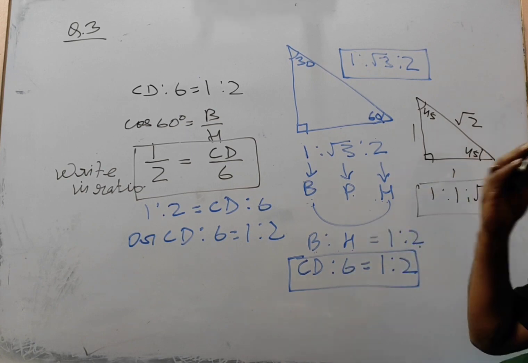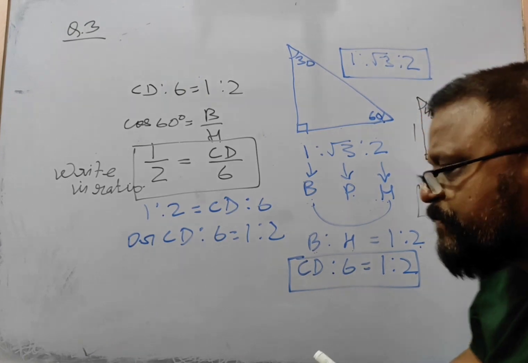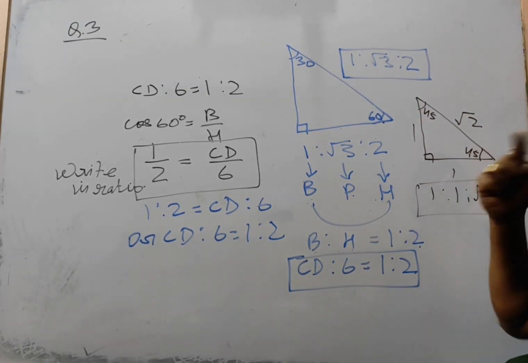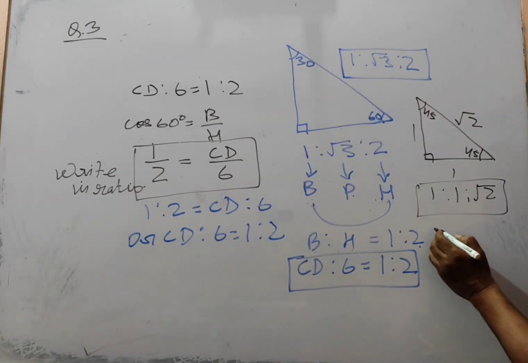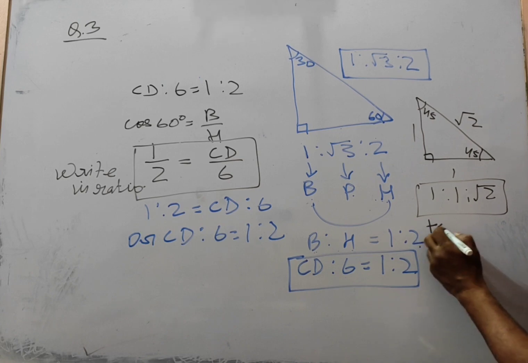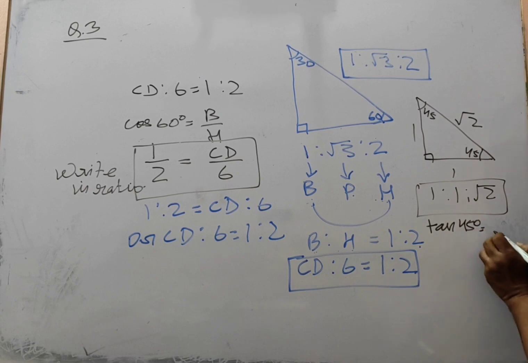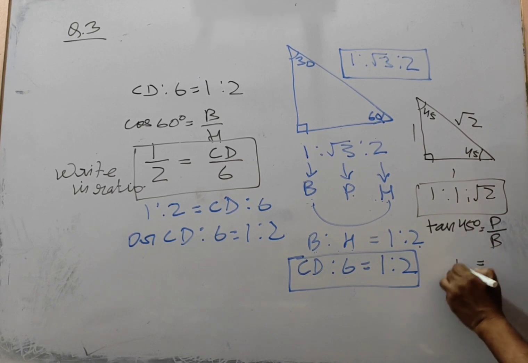It is given. If you want to ask me, then I can tell you. This is the angle 45. So if I talk about tan 45 degree, then we get perpendicular upon base. So tan 45 is 1, right?